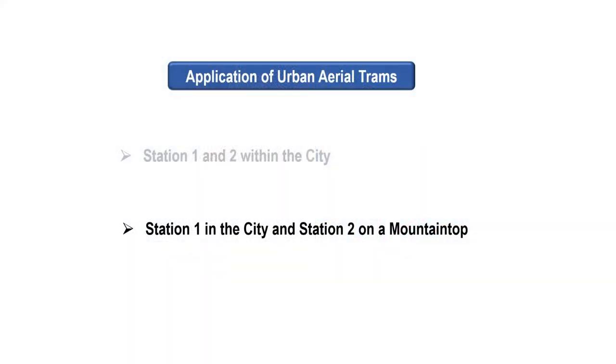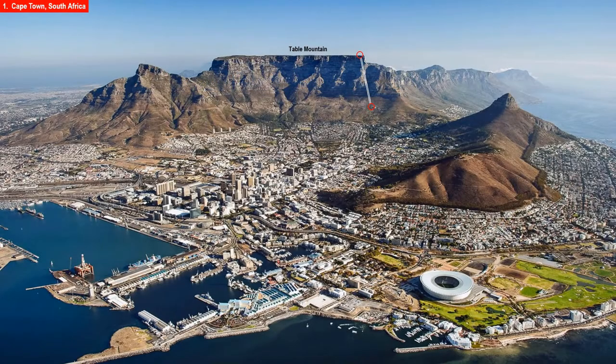We now go into the second type. Station 1 is located in the city while Station 2 is located on a mountaintop. We will show four examples. This aerial tram is in Cape Town, the second largest city in South Africa. It is host to one of the new seven wonders of nature called the Table Mountain, of which the Palawan Underground River is also on the list.